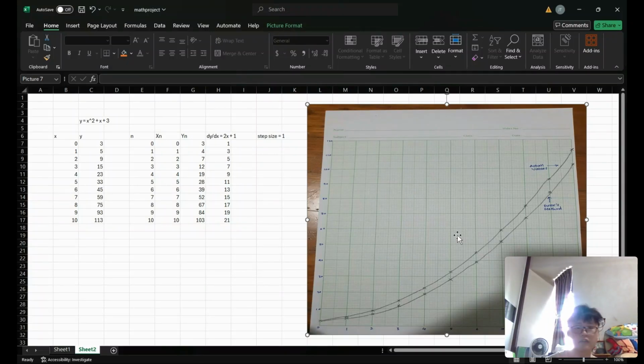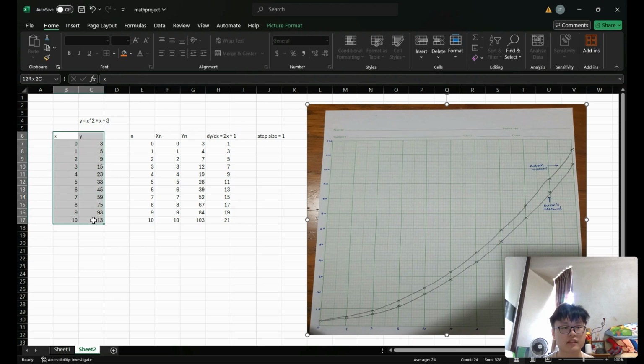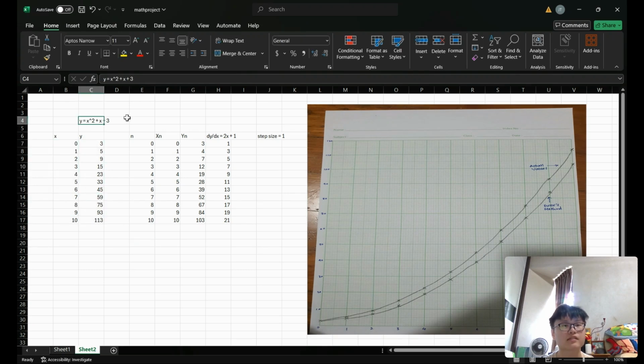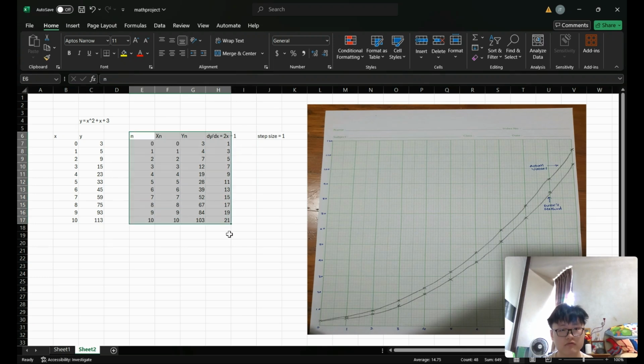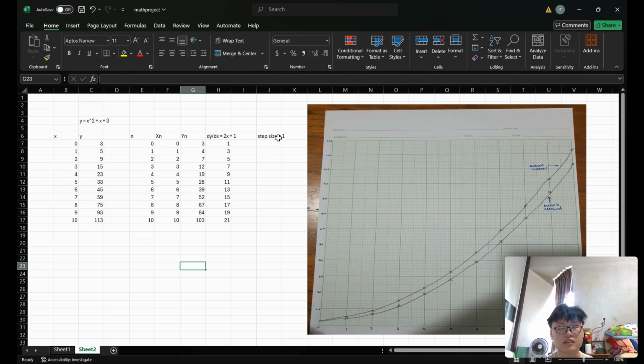This is my project for EM3. So first I'll explain about Euler's method. Over here on the left we have the actual values of this graph for y equals x squared plus x plus 3. Then over here we have the values for Euler's method for the same graph. We're using a step size of 1.